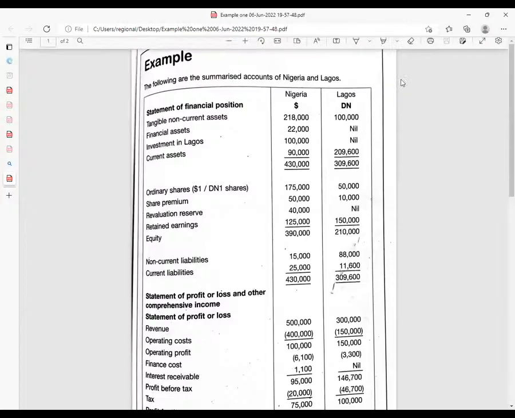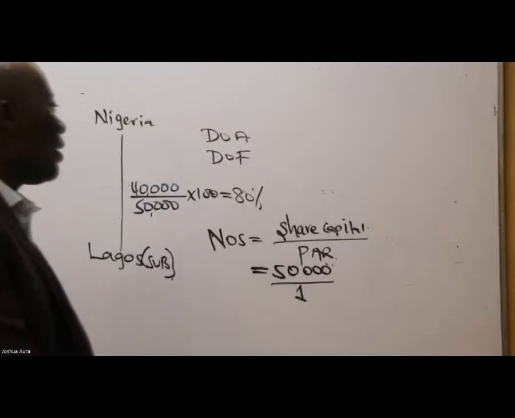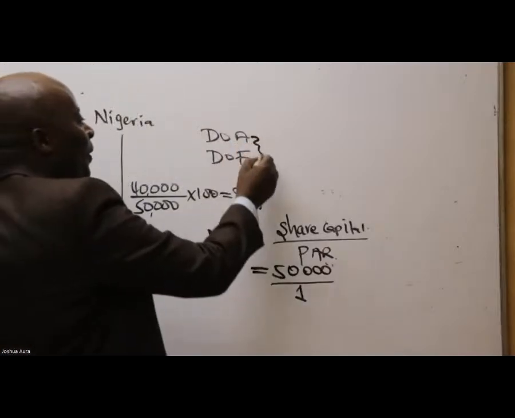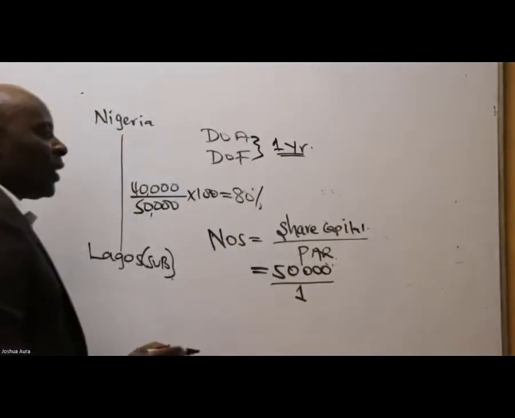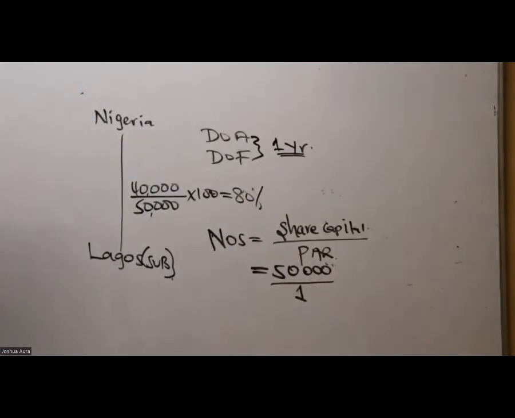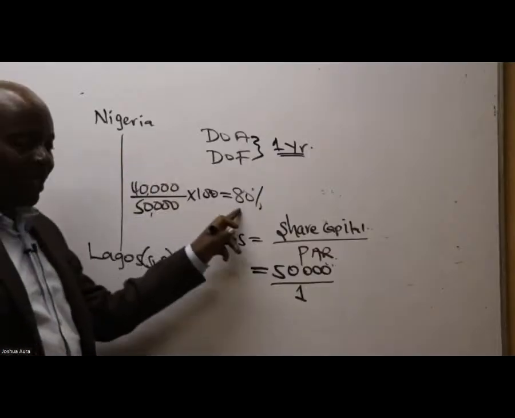We stayed with the subsidiary for exactly one year. The difference there is one year exactly. Now, ladies and gentlemen, listen here. The parent called Nigeria has got 80%.